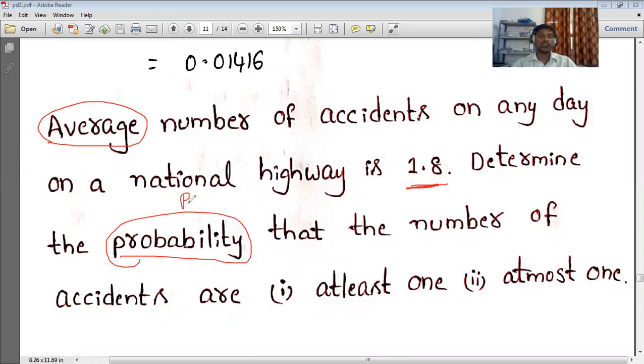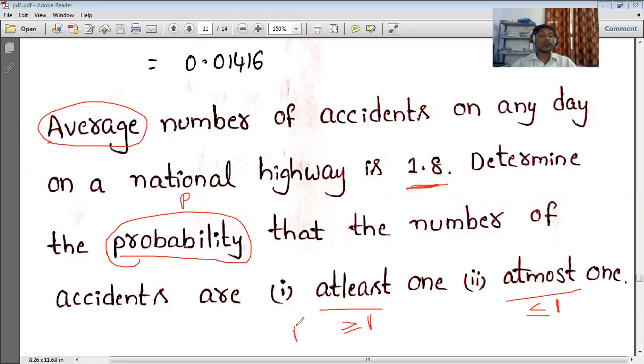So here we need the probability that the number of accidents is at least one, and at most one. Already we said these two words are very important. At least is nothing but greater than or equal to, and at most is nothing but less than or equal to, including equal to. At least one is nothing but greater than or equal to 1. At most one is nothing but less than or equal to 1.